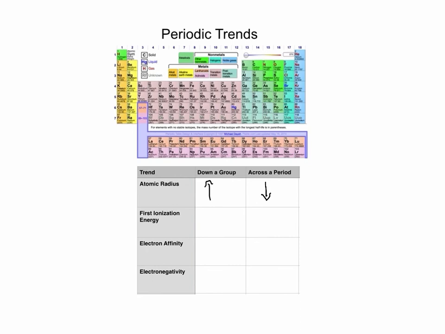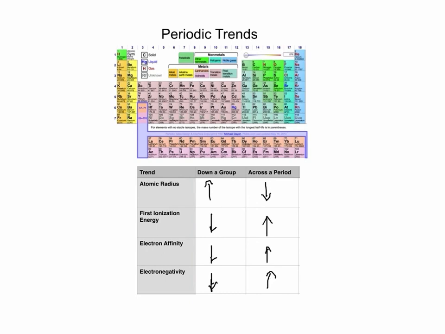How about for first ionization energy? First ionization energy down a group is going to decrease, while going across the table is going to increase. Same thing for electron affinity. Decrease as you go down a group, increase as you go across a period. And electronegativity, it'll decrease going down a group, and it'll increase across a period.